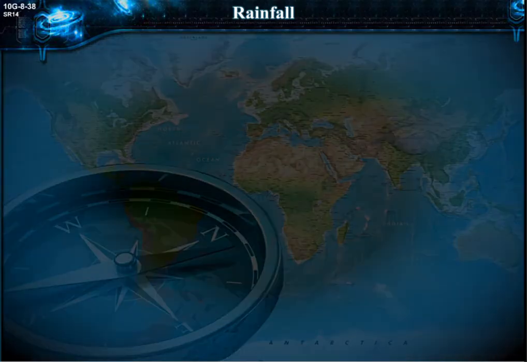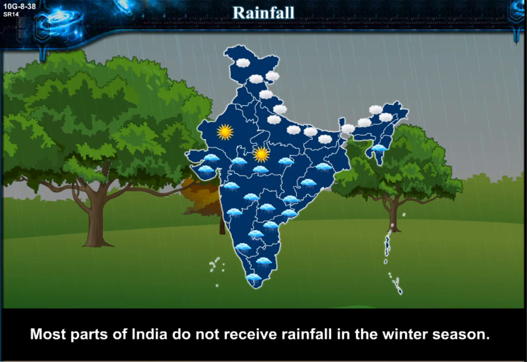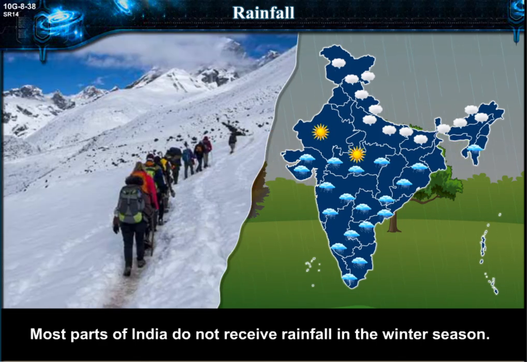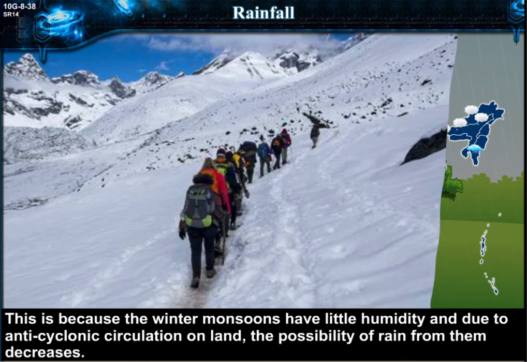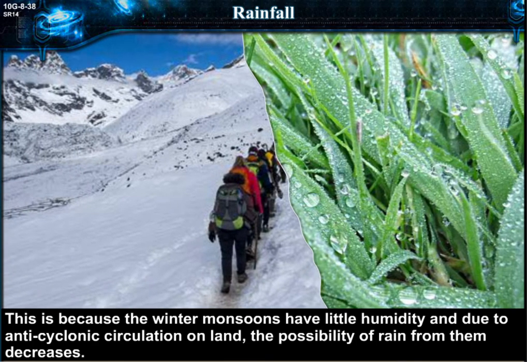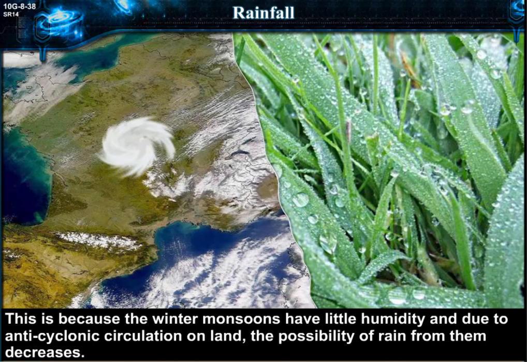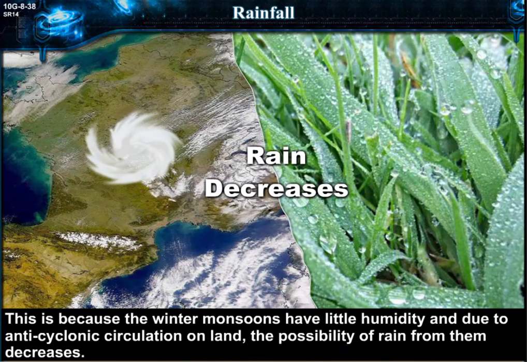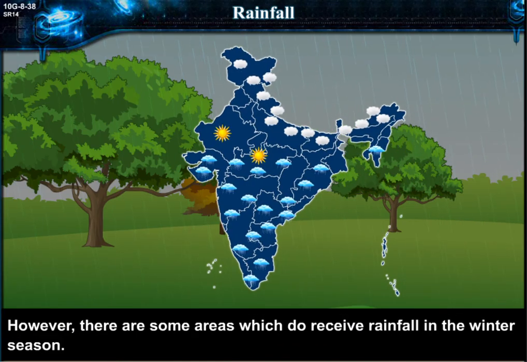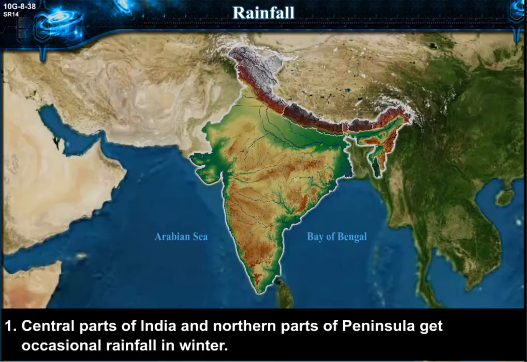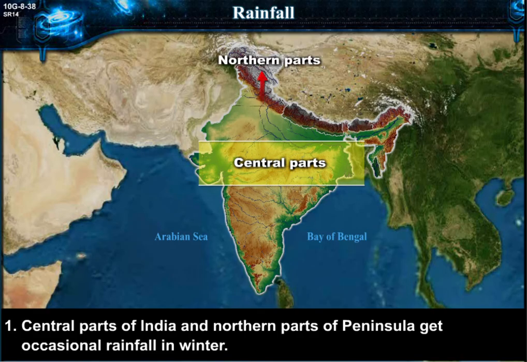Rainfall. Most parts of India do not receive rainfall in the winter season. This is because the winter monsoons have little humidity, and due to anticyclonic circulation on land, the possibility of rain from them decreases. However, there are some areas which do receive rainfall in the winter season. They are as follows. 1. Central parts of India and northern parts of Peninsula get occasional rainfall in winter.